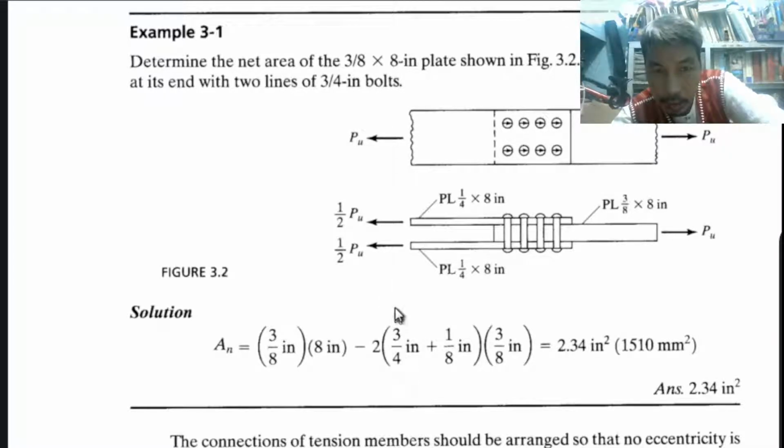How do I know that this is the bolt diameter? Here in the given 3/4 inch bolt, there is a given. So the bolt is 3/4 inch and I would need to add 3.2.